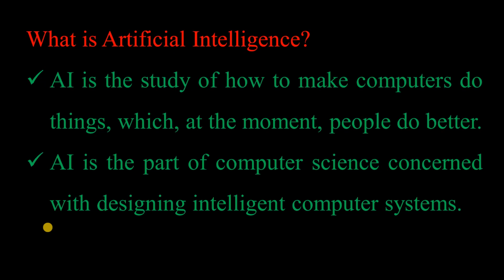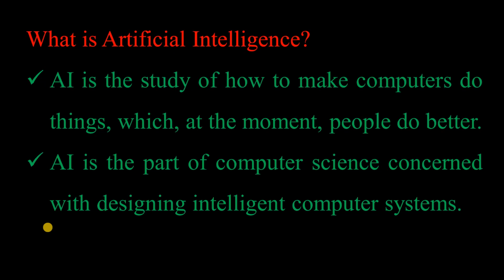So AI is a study of how to make computers do things which at the moment people do better. We don't know whether in future the machines will surpass the human activities. That means machines can be designed smarter than humans. It may come. So AI is a part of computer science concerned with designing intelligent computer systems.